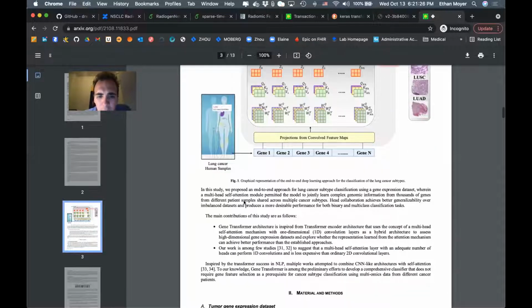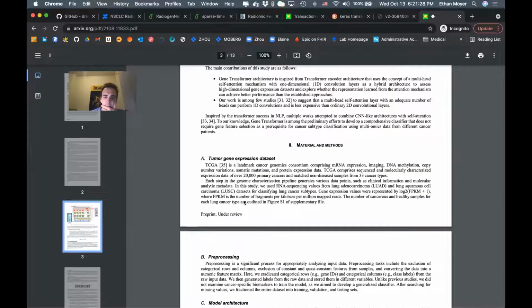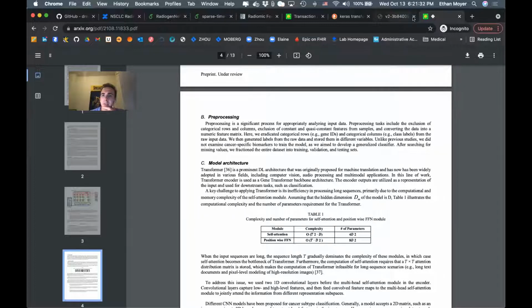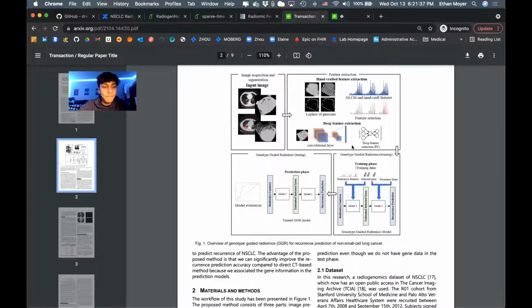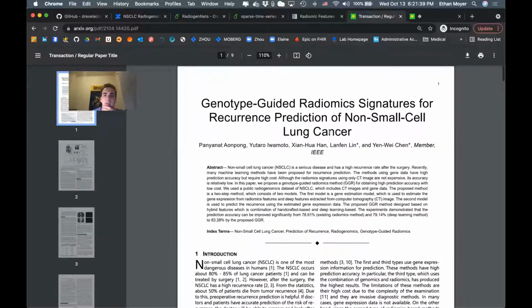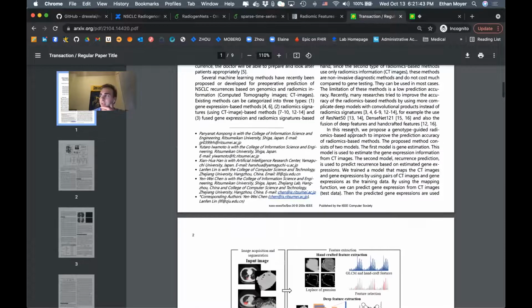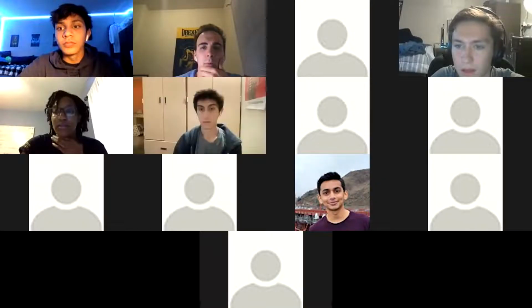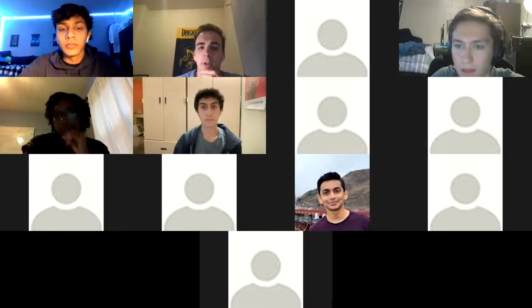It's really cool. I'll have to read this, and I encourage other people to check it out too. I looked into this, and this is also a good paper to read, because it's the same thing. It's non-small cell lung cancer, and they're using probably a similar data set. That's it for me. It's up to whoever wants to go next.